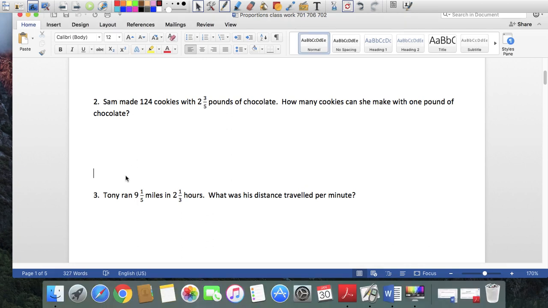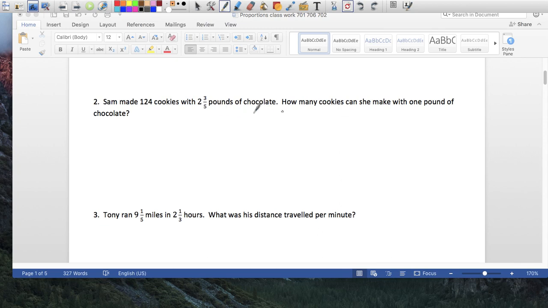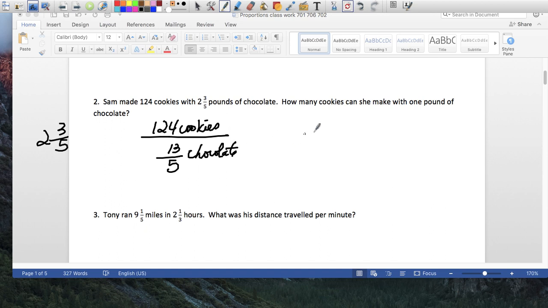Sam made 124 cookies. Oh, I forgot to bring a calculator, so it's okay. How many cookies can she make with 1 pound of chocolate? So 124 cookies were made with this many pounds of chocolate, and instead of using 2 and 3/5, I'm going to write 13 over 5. So how many cookies can I make with 1 pound of chocolate? We can find the unit rate.